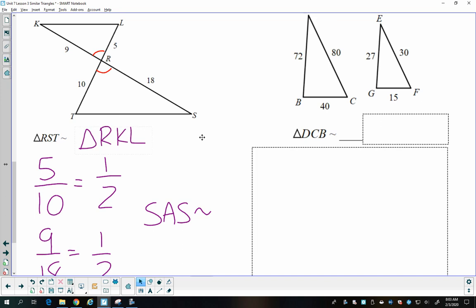And we'll name this other triangle RKL. So RS went across the larger side, so RK goes across the larger side, and that's how we're going to figure out how to name this one.